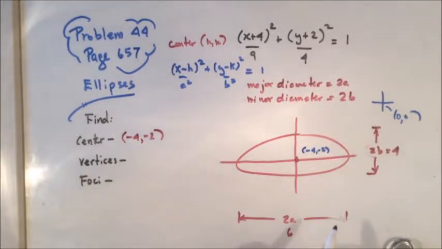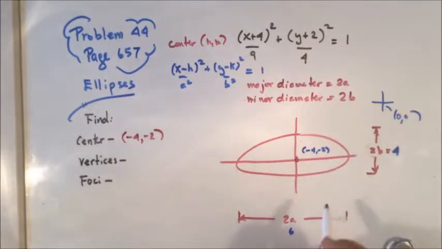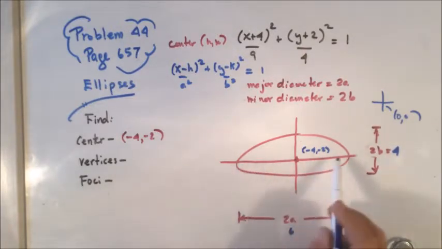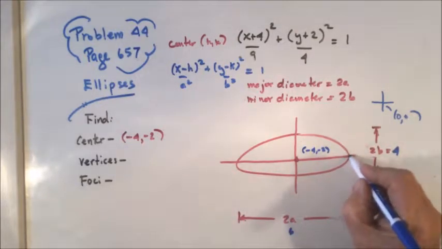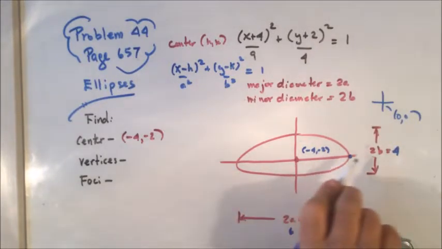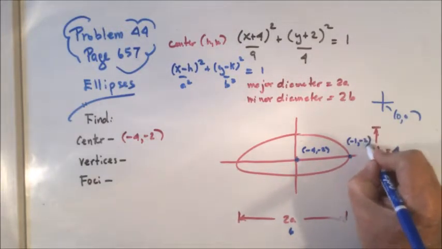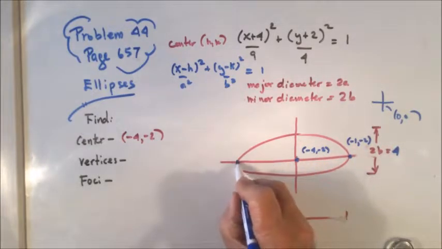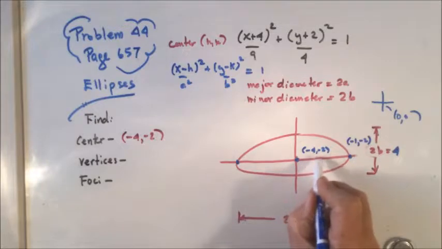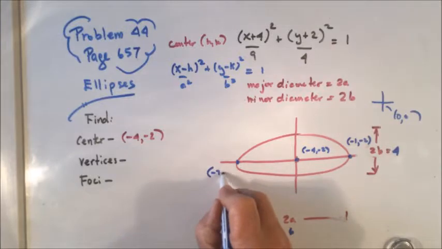So what do we have to do next? We have to find the vertices, and we have enough information here on the page to do that real quick, because this major diameter is 6 long, so it goes 3 this way, 3 this way. So this point right here has the same y coordinate as the center, minus 2, but it's 3 over from here. So this is the point minus 1, minus 2. I've added 3 to that, and likewise, this is the point, same y coordinate, but it's 3 over from minus 4, so this is minus 7, minus 2.